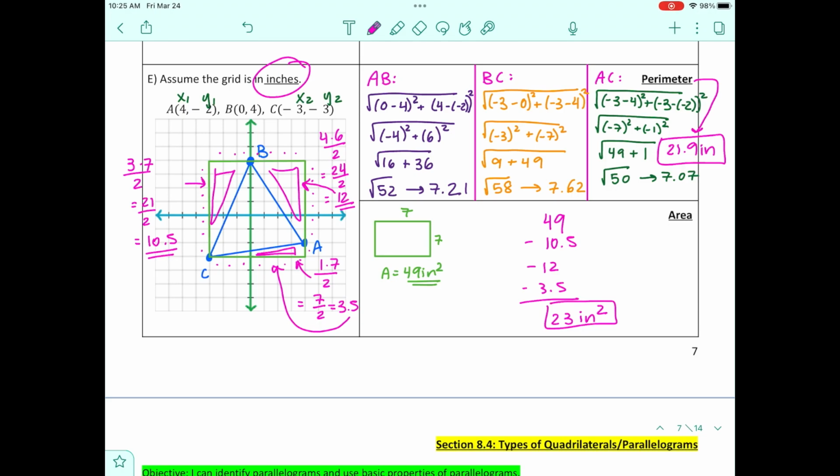So again, that one was a little bit more complicated. I honestly don't know if there are any like that on your homework. If there are, though, go ahead and try it out. But that whole idea of finding the area via subtraction is something we're going to see the rest of the year as well.